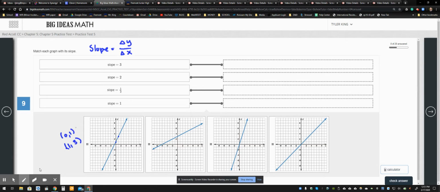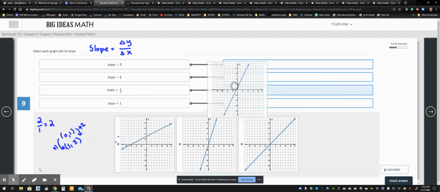Okay, so if we look at this, we had a change in y of plus 2. We had a change in x of plus 1. So change in y over change in x gives us 2 over 1, which is equal to 2. So this is going to have a positive 2 slope on this first one here. So we are going to be able to take this first graph and move it to that positive 2 slope right there.